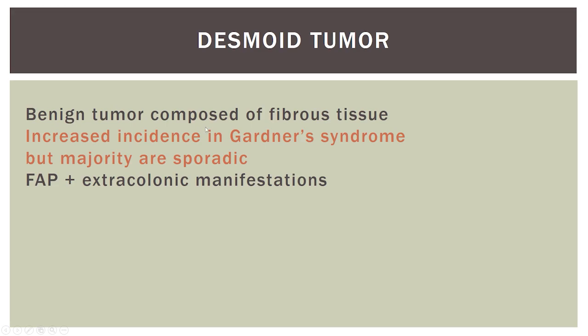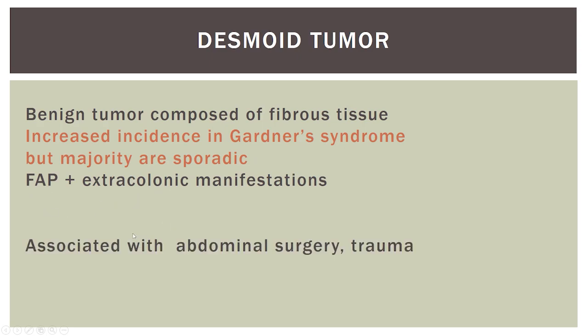They're benign tumors of fibrous tissue. Usually multiple can be found within the abdomen. Increased incidence in Gardner syndrome, but the majority are sporadic. Gardner syndrome is FAP with extracolonic manifestations. Desmoid tumors are associated with abdominal surgeries and trauma, and typically recur after surgery.